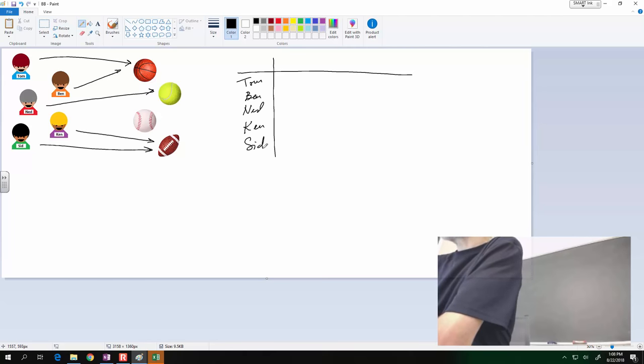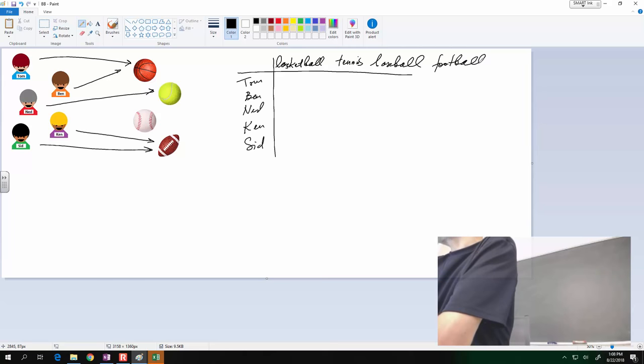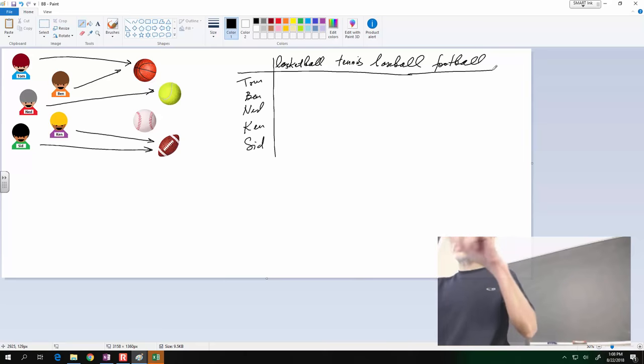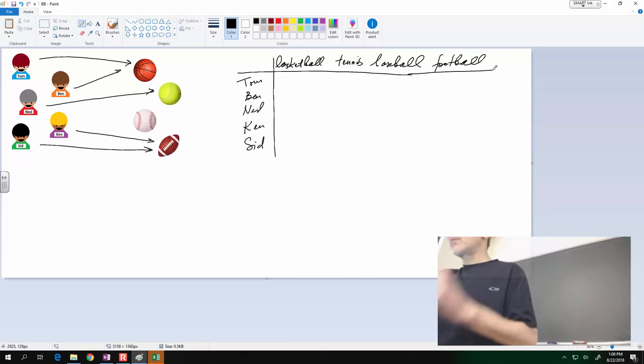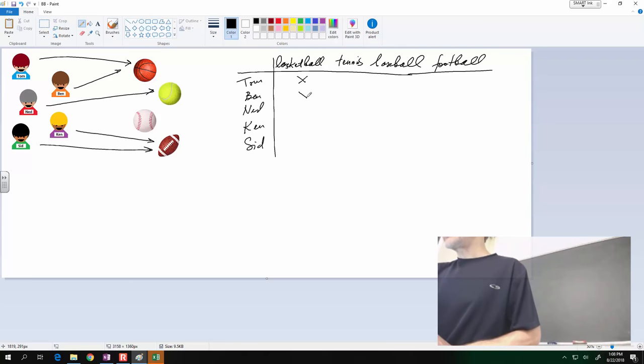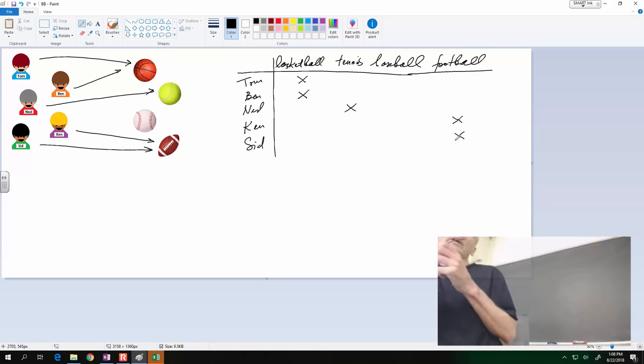Okay, I write here basketball, and then tennis, and baseball, and football. So once again, I look at the arrows, and each arrow will have a cross mark to indicate that relation. So Tom plays basketball, Ben plays basketball, Ned plays tennis, Ken and Sid play football, like this. Not play, but they prefer these games. Okay, so that's the table of this data.